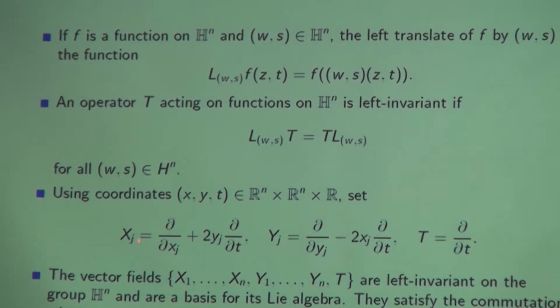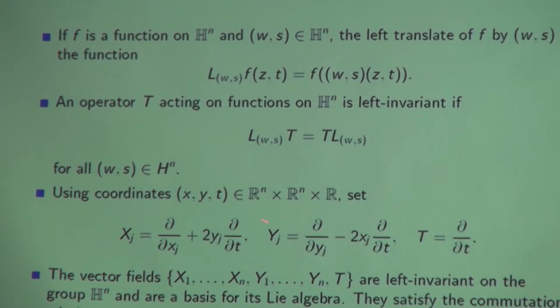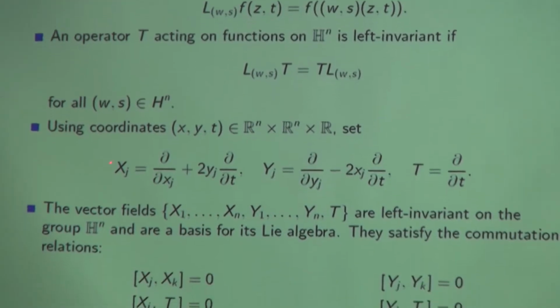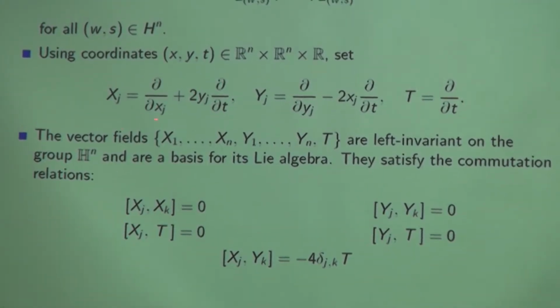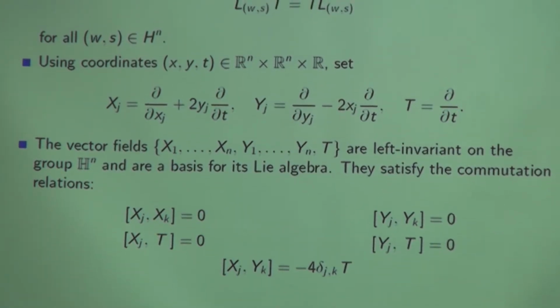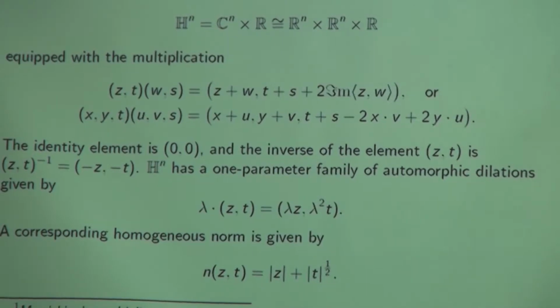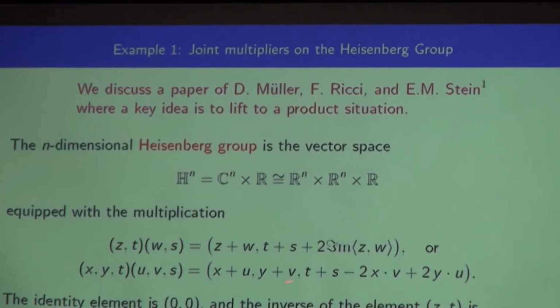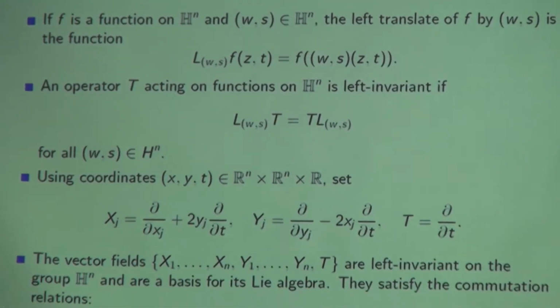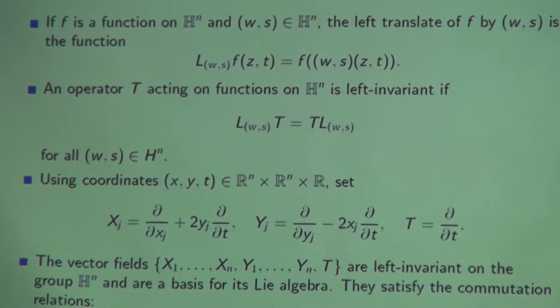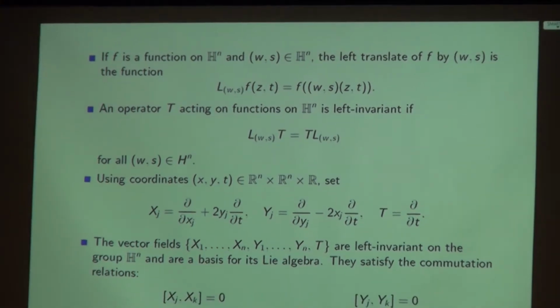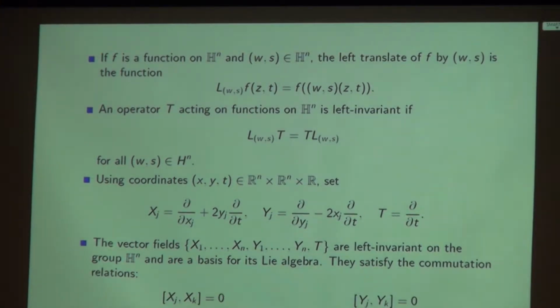And now I want to use the real coordinates in the Heisenberg group, and I look at these, what last time I called vector fields or first order partial differential operators. There are n of the X's, n of the Y's, and one T, and I claim that these operators are left invariant in the sense that I just defined up here if I define the multiplication as I did here. I changed all the signs last night, so I hope this is right. You were right at least once. One or the other is correct.